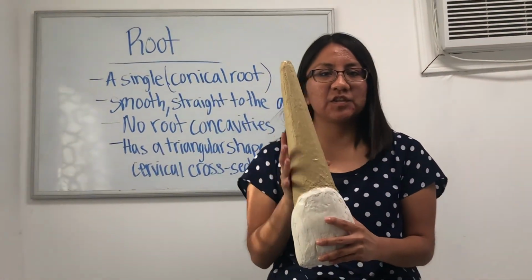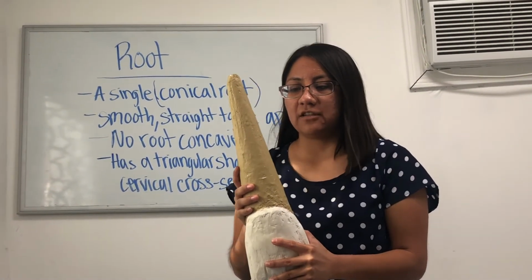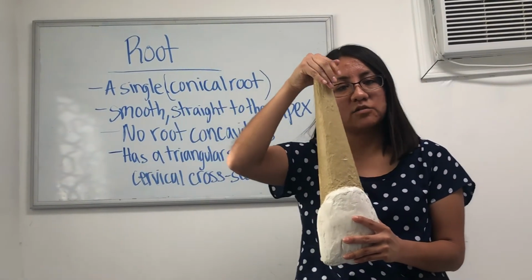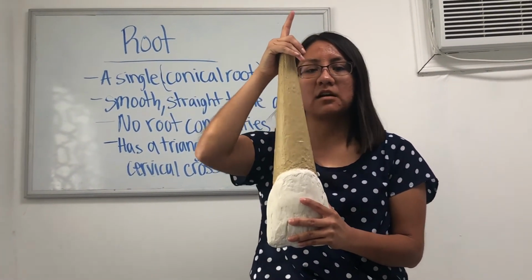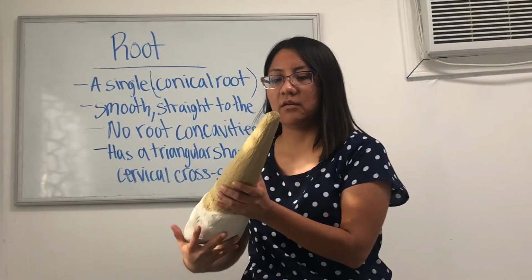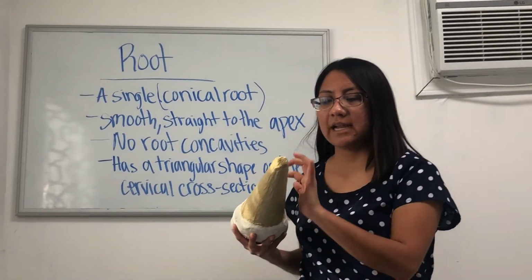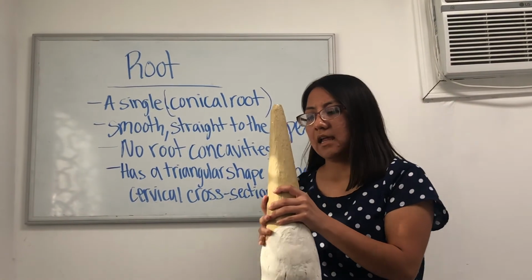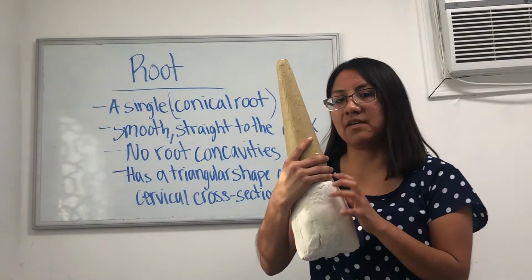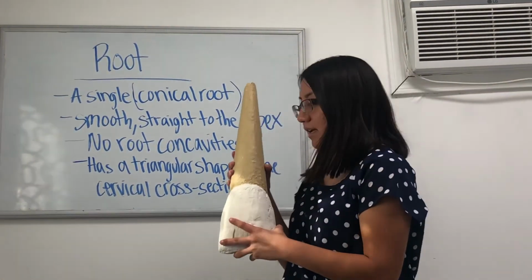Now moving to the features of the root. The root of the central incisor is smooth and straight as it reaches the apex. It's known to have only one root, and it's called conoid. And if you were to do a cross-sectional cut, it will be a triangular shape. And this root does not have any root concavities on either side, so you won't be able to find that on this type of tooth.